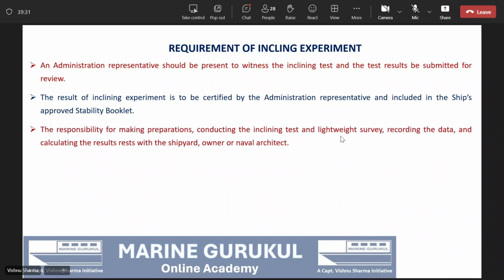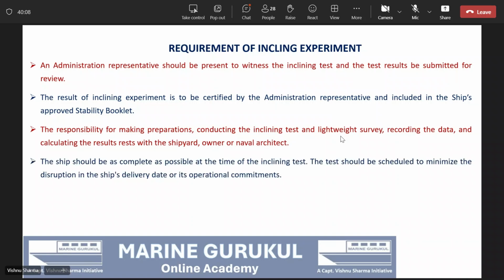The responsibility for making preparation, conducting the inclining experiment and lightweight survey, recording of the data, and calculating the result is not of the administration. It is the responsibility of the shipyard or the owner or the naval architect. The administration is only to make sure that the experiment is conducted in their presence, conducted properly, and readings taken properly. But the responsibility of making preparations and conduct of the experiment lies with the ship owner and on its behalf the shipyard or naval architect.